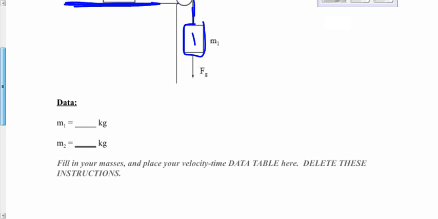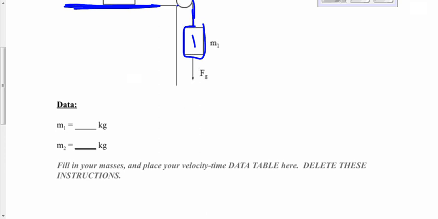So your data is going to look like this. You're going to have M1, which is the hanging mass, and that's going to be somewhere in the range of 100 grams. You're going to have M2. That's going to be the mass of the dynamics cart.